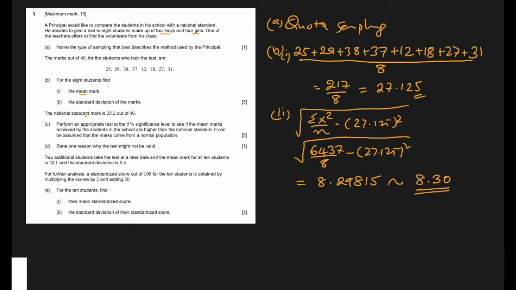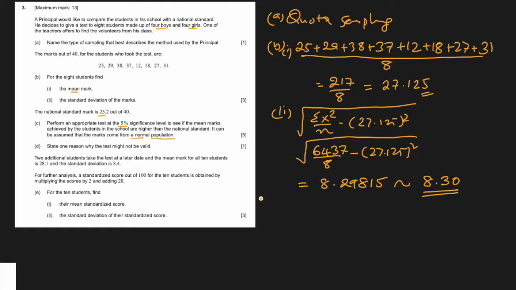Okay, the national standard mark is 25.2 out of 40. Perform the appropriate test at 5% significance level to see if the mean mark achieved by the students in the school is higher than the national standard. It can be assumed that the marks come from a normal population. Since the sample size is less than 30, we have just 8 samples, we will use a t-test for this. So part C, we decide to have a t-test.